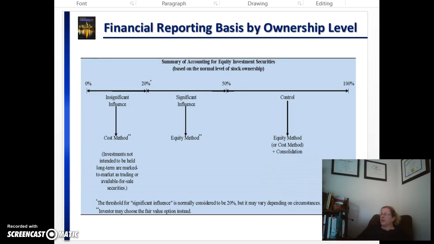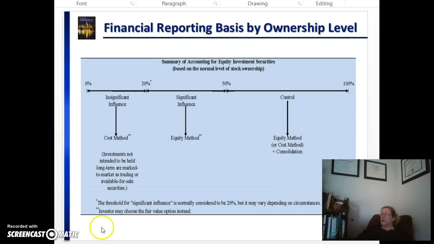And you can see we have a line here. It starts at 0, goes to 100. We have a mark at 20% and a mark at 50%. So if the stock purchase is between 0 and 20% of the total stock, then the company has insignificant influence. They really don't control the company or influence it in any way. And so if this is the case, they can use the cost method for accounting for those investments.